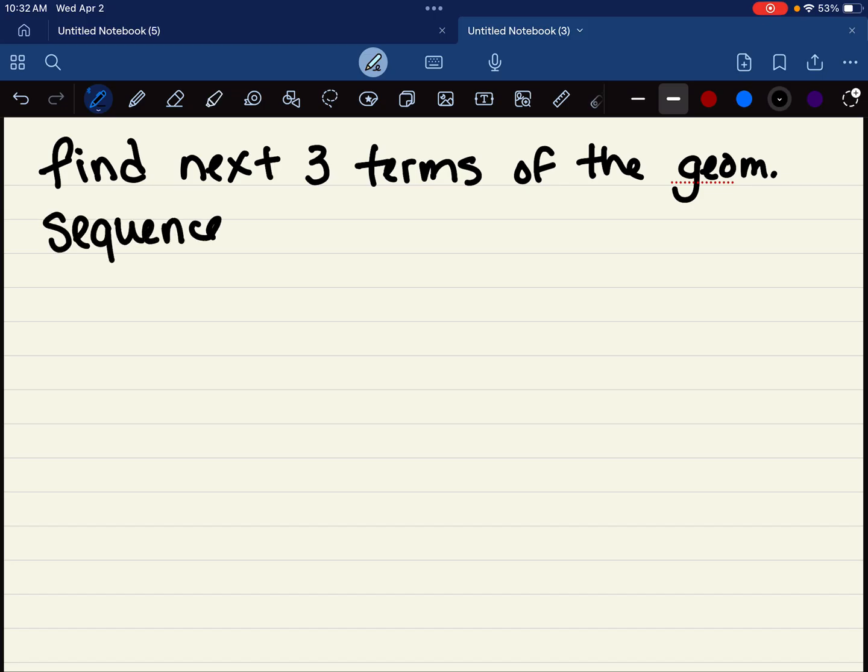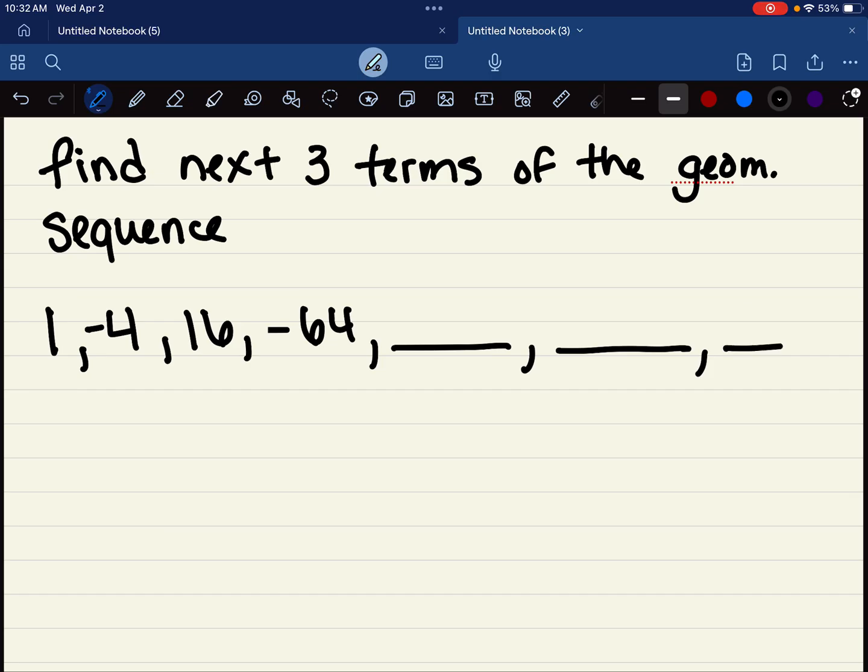Now, if it tells you it's geometric, do you already know it's going to use multiplication? Yes. Okay. So what we're looking for is our common ratio. Sorry, that should be -4, -64. So first, what would I multiply by to get from 1 to -4? -4. Okay. Does that work from -4 to +16? Yes, because it should change it back positive and then changing it back to -64.